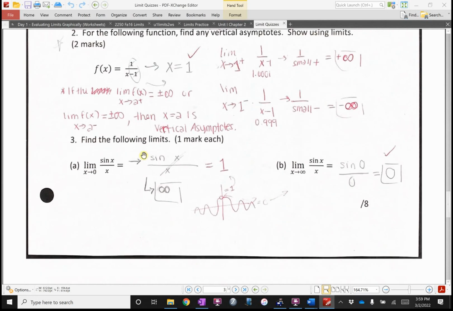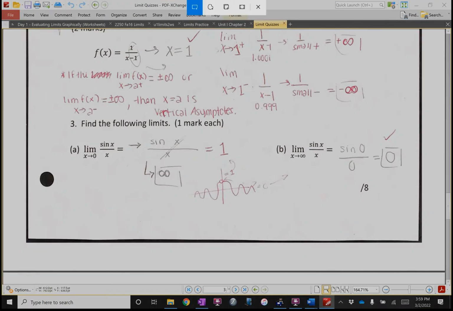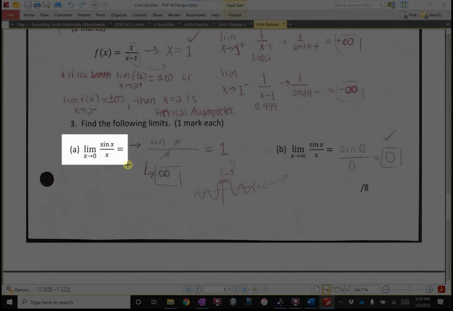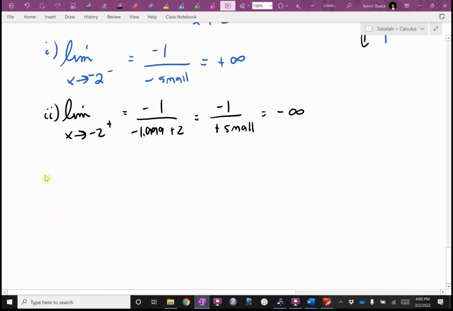Find the following limits. As x approaches 0. You all did Math 12 this fall. And so, in theory, you're supposed to remember your trig. And now, did I say trig? Gotta be in radians. Okay? What's the sine of 0?